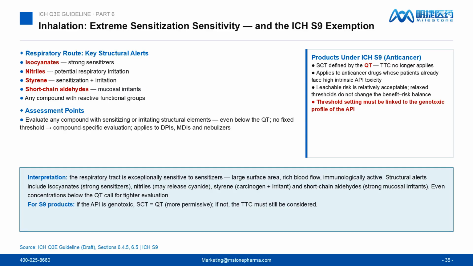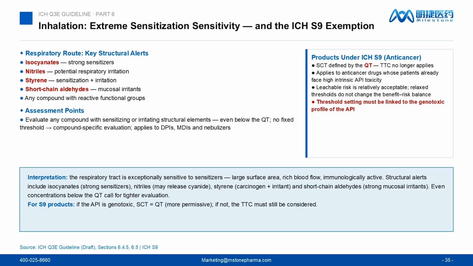The lung is next, and it breaks the pattern of neat numbers. For inhalation, there is no fixed threshold. Why? Because the respiratory tract is exquisitely sensitive to sensitizers and irritants, enormous surface area, rich blood supply, and immunologically hyperalert. A compound can trigger bronchospasm or sensitization at levels far below any generic threshold.